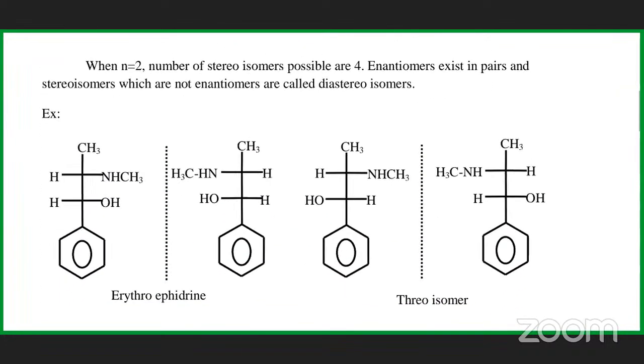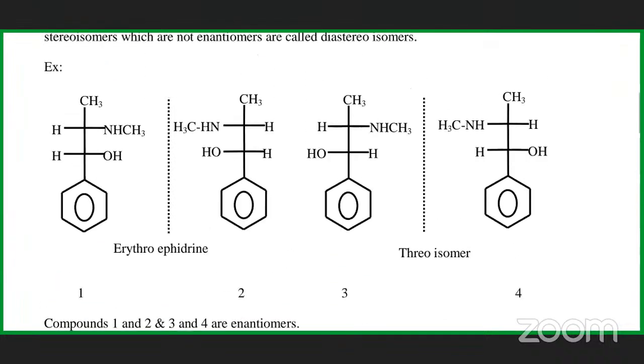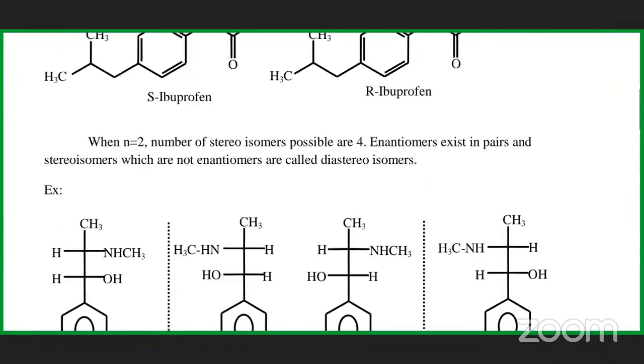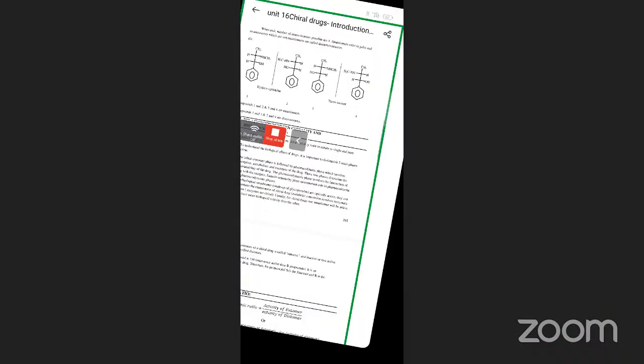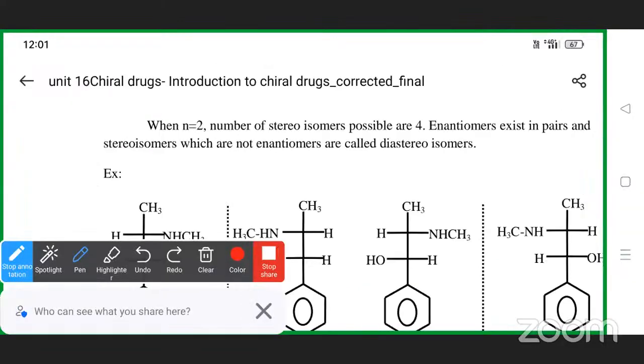One more example is given with ephedrine. In ephedrine, see the isomers, there are two chiral centers. This is one, and this is another. So here n equals 2, and 2 power 2 is 4. So there are 4 isomers possible for ephedrine.